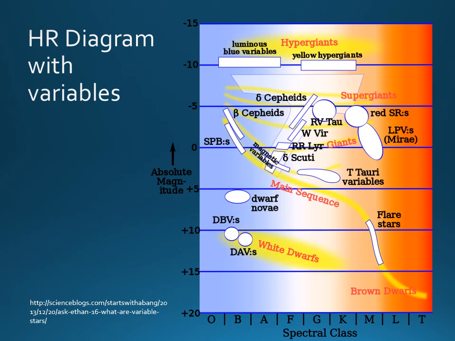This HR diagram shows the location and names of all the distinct variable type stars observed. The numbers of these stars is actually quite small compared to the total number of stars on the main sequence.